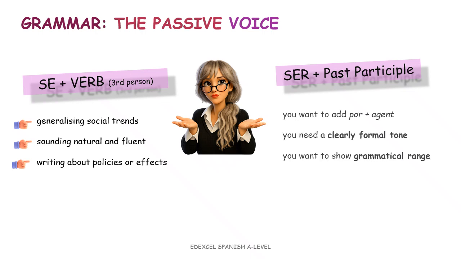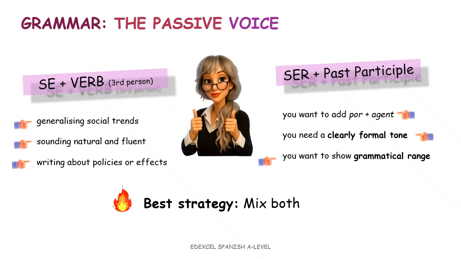And use the literal passive voice when you want to add por, the agent, or when you need a clearly formal tone, or you want to show grammatical range. What is the best strategy? Mix both in the same paragraph to show control and sophistication. That's the best thing you can do.